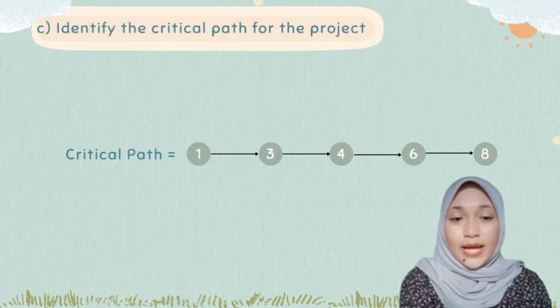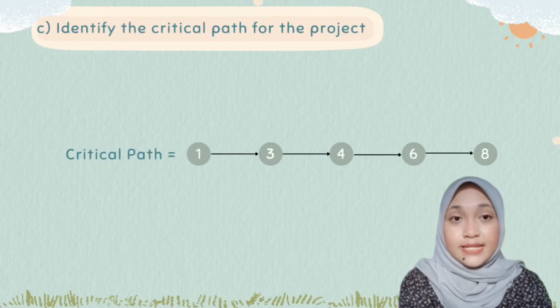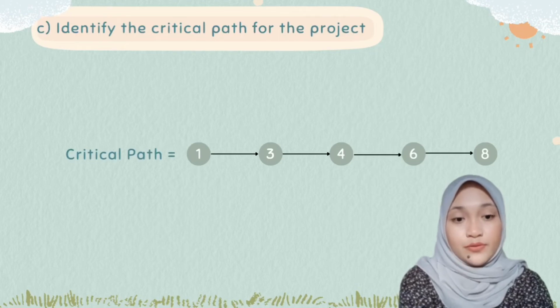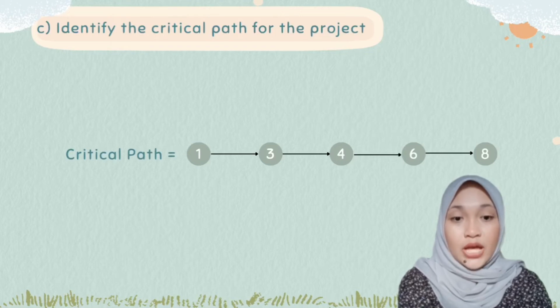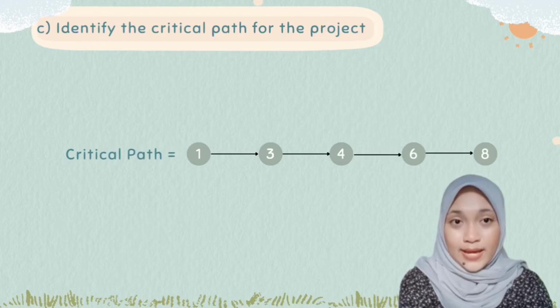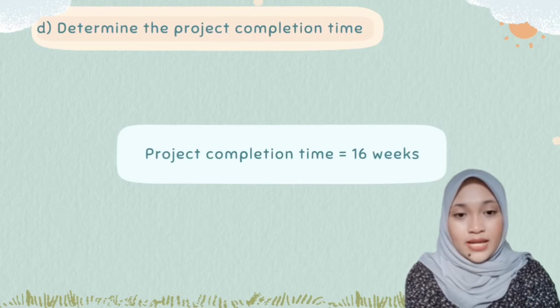Next, we are going to identify the critical path for the project. To get this answer, students are required to calculate the earliest event time and latest event time. Then we need to identify the longest path of the project to know the critical path. Based on the previous question, the critical path for the project is 1 to 3 to 4 to 6 to 8, since it is the longest path of the project. The next question is to determine the project completion time for this project. The answer is 16 weeks.